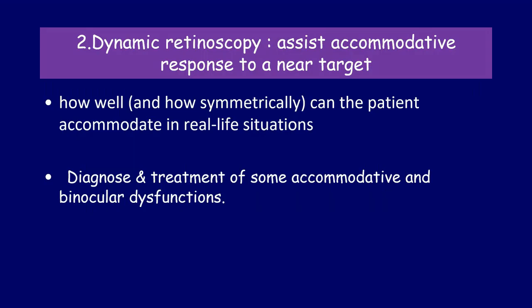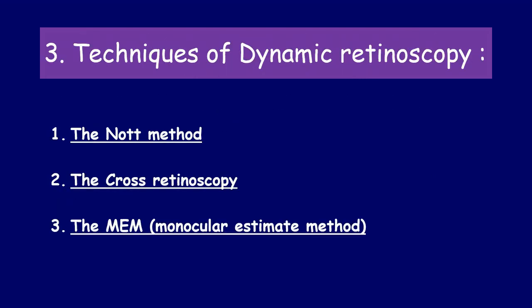Dynamic retinoscopy tells us how well and how symmetrically the patient can accommodate in a real-life situation. It helps us diagnose and treat some of the accommodative and binocular dysfunctions. Different techniques can be done for dynamic retinoscopy. I'm going to cover three of them.